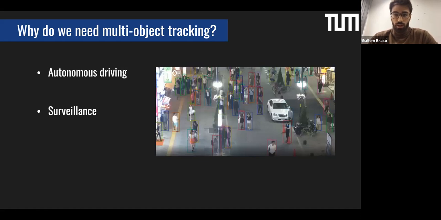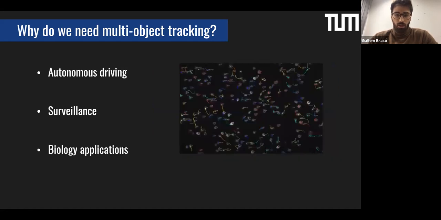Okay, so the second one, and again, this is quite obvious, is surveillance. For surveillance applications, you need to track objects across videos. And then tracking can also be applied in biology. So for instance, for cell tracking, to, I don't know, detect anomalies in the movement of cells and things like that. This can be useful in biology. Okay, so this was the general motivation of the problem of tracking.